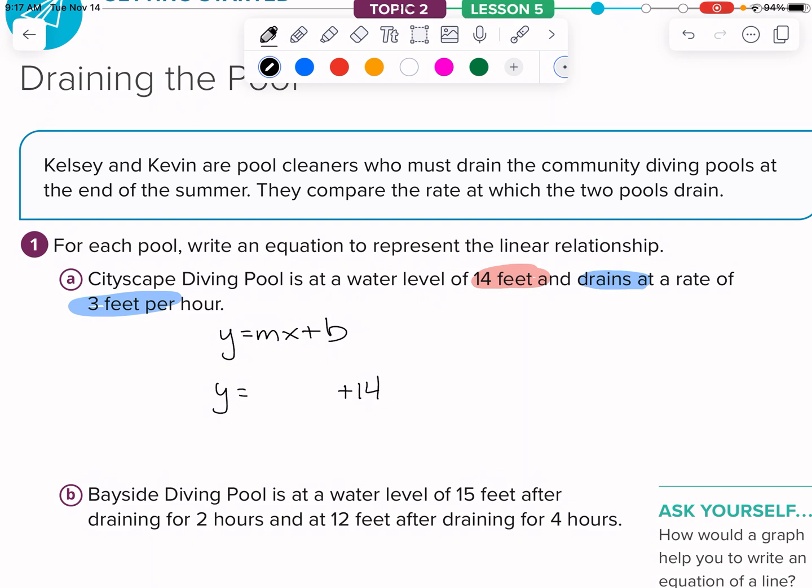Drains at a rate of 3 feet. So drain, right? Is this a positive 3 or is this a negative 3? Because we're draining, we're losing water. This is a negative 3x plus 14, right? If we had positive 3, that means we would be filling up this pool. So just be careful with your signs for that.